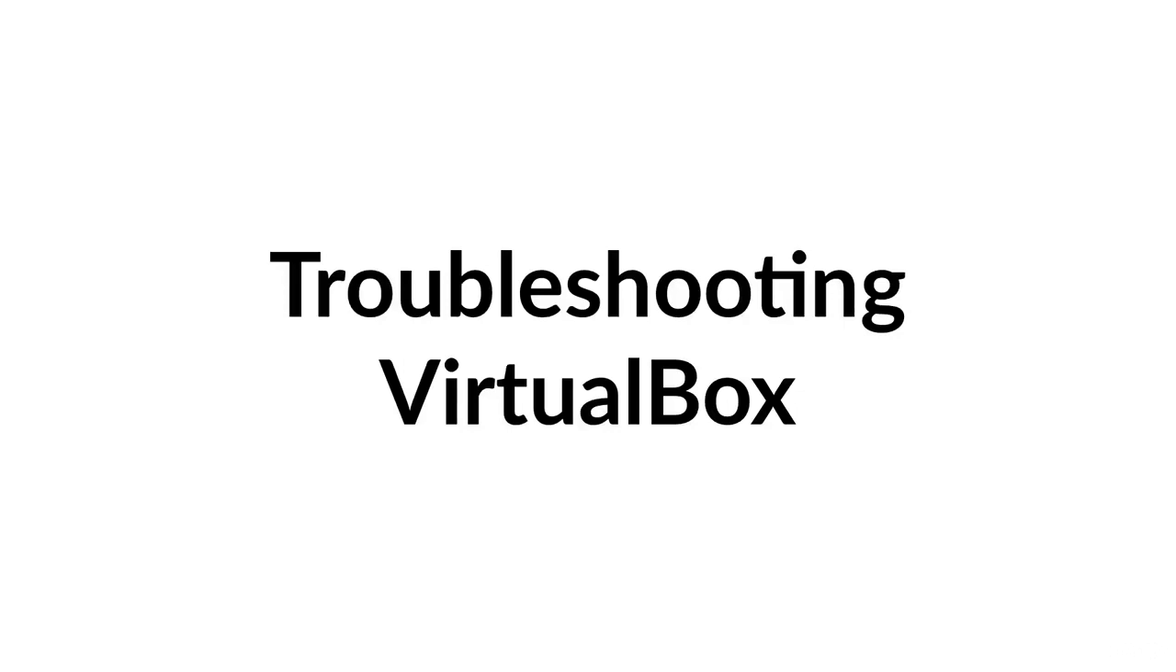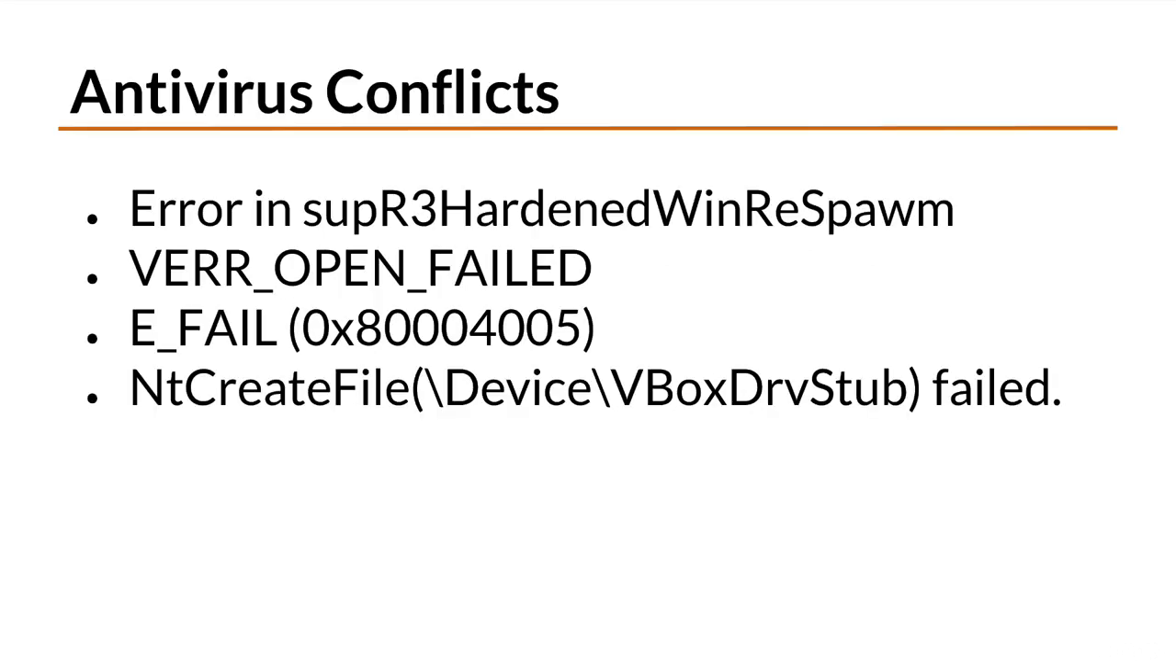I want to go over some common issues that might arise when working with VirtualBox. The first issue I want to talk about is antivirus software. Some Windows antivirus software such as Avira, AVG, and others have been known to interfere with the operation of VirtualBox. I've listed some errors on your screen here that can be associated with this type of issue. If you get such an error when starting a virtual machine, try disabling your antivirus software and rebooting your system.